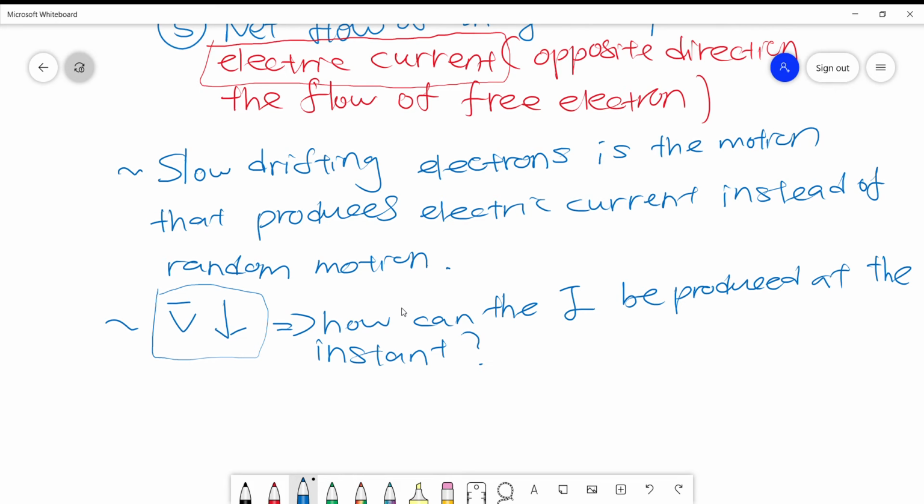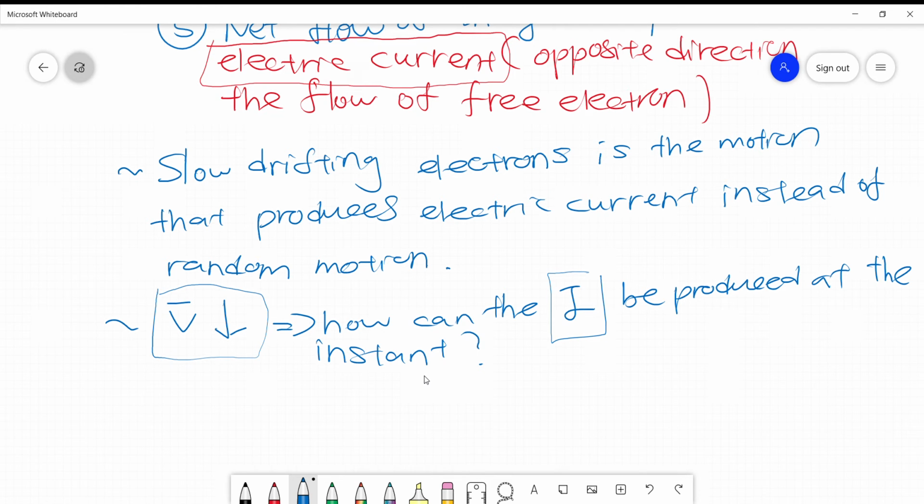For example, if we open the switch of the light, the light will turn on instantly, right? So the question is, how can the current be produced at the instant of time, in less than one second?